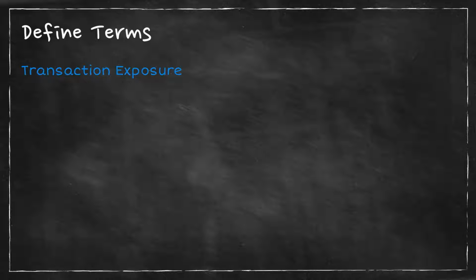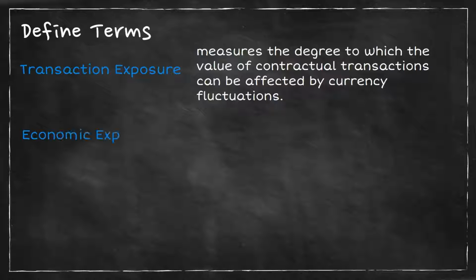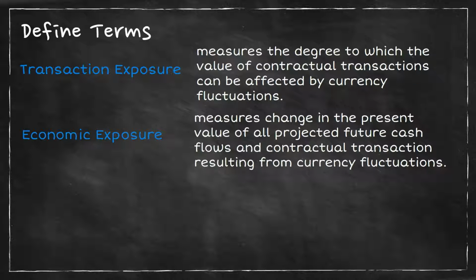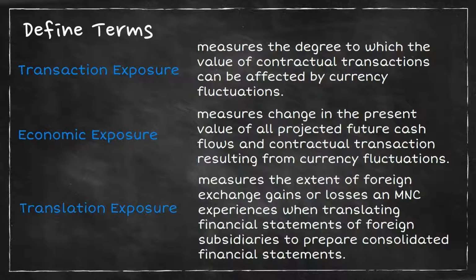As you know, a transaction exposure means the degree to which the value of contractual transactions can be affected by currency fluctuations. Economic exposures measure change in the present value of all projected future cash flows and contractual transactions resulting from currency fluctuations. Translation exposure measures the extent of foreign exchange gains or losses an MNC experiences when translating financial statements of foreign subsidiaries to prepare consolidated financial statements.